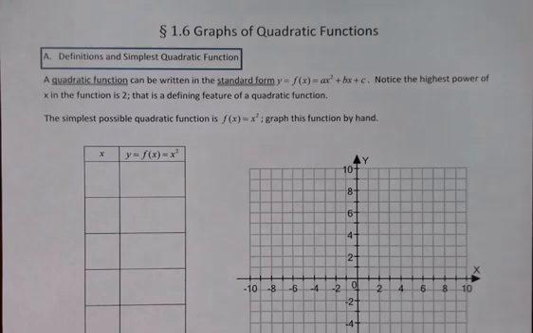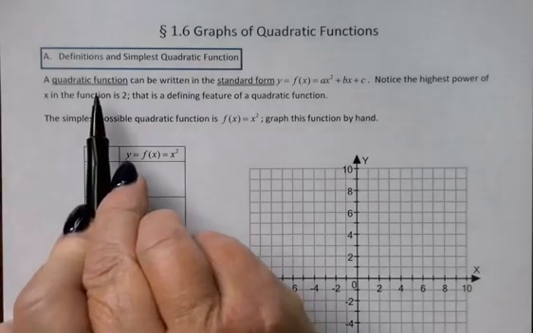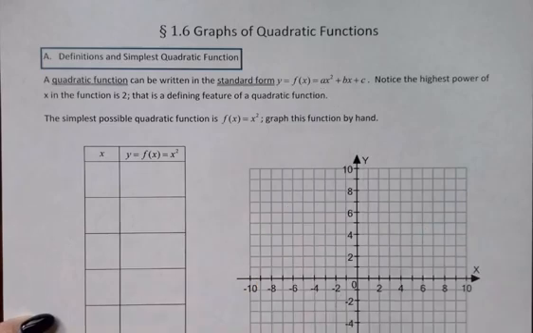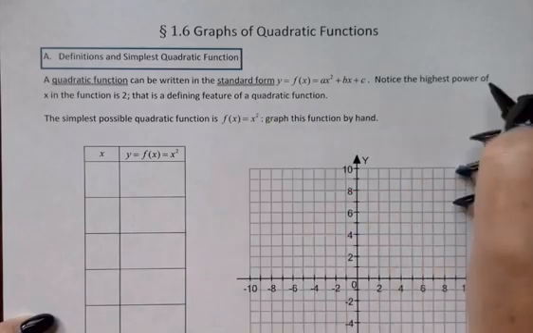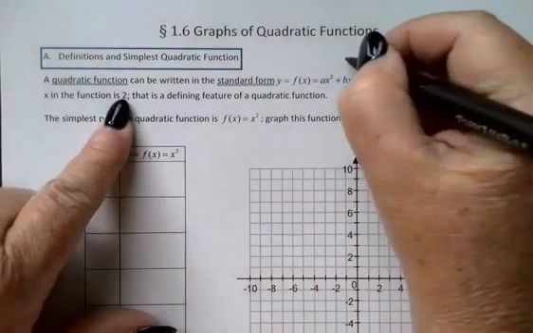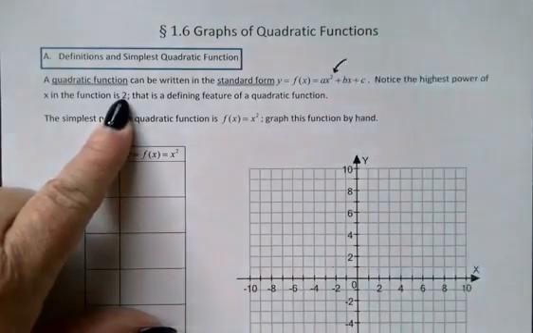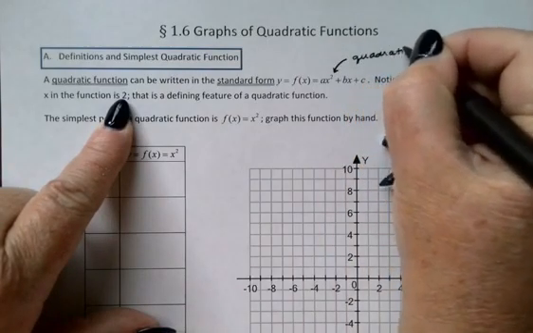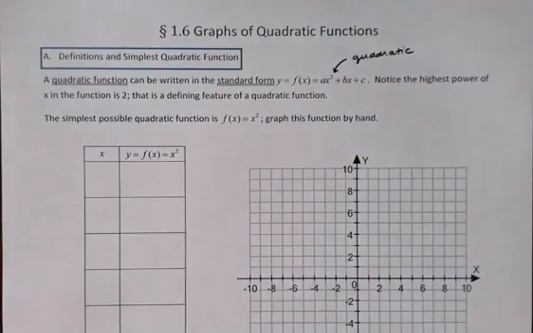In section 1.6, we're going to take a look at graphing quadratic functions. So if I've got a quadratic function, meaning my standard form looks like this, ax squared plus bx plus c. Notice, by the way, that the highest power in my function is this exponent of 2. That's what makes it quadratic, right? It's quadratic if it's got an x squared as its highest power.